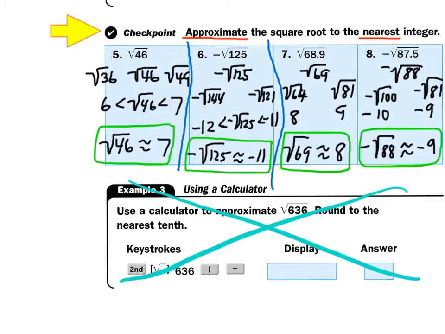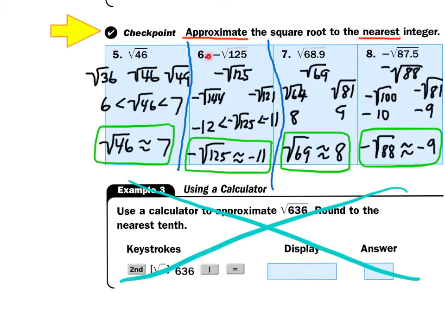And now I just say, well, which one is it closer to? And I always like to use this step right here. Notice how 36 and 46 are about 10 steps away. But 46 and 49 are only 3 steps away, so these guys are closer. So you would say the square root of 46 is about 7. Okay, take a look at number 6, and notice this negative in front. So now we're going to be dealing with negative values.